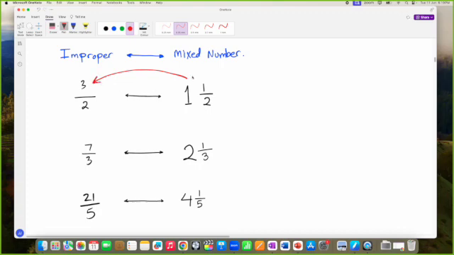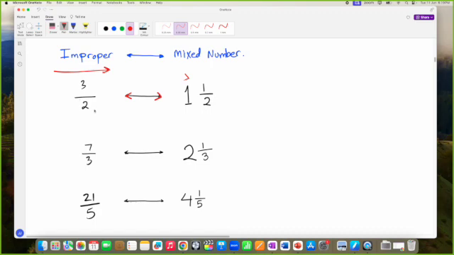You can see I have these arrows here to show that it goes both ways. A mixed number here is an improper fraction. An improper fraction is a mixed number. And how do we convert from one to the other? So to go from, say, improper to mixed, we're going in this direction here.